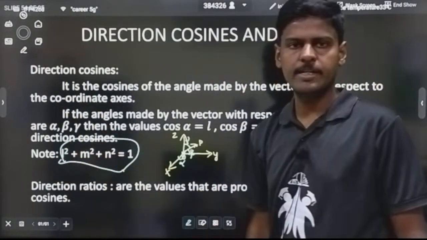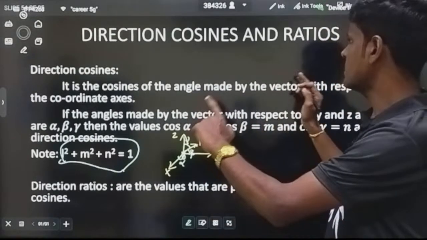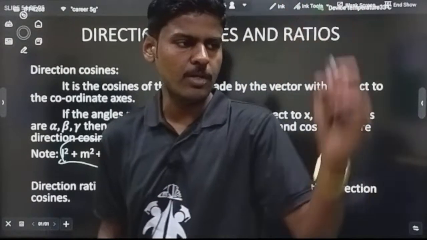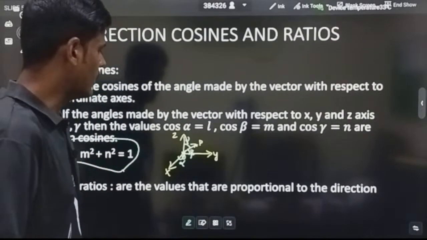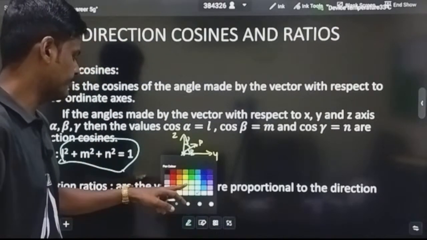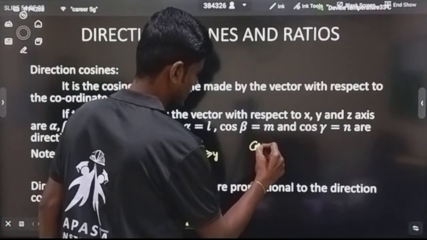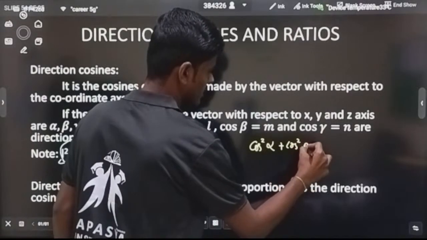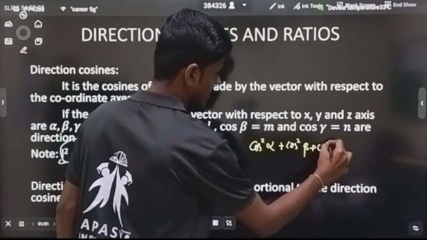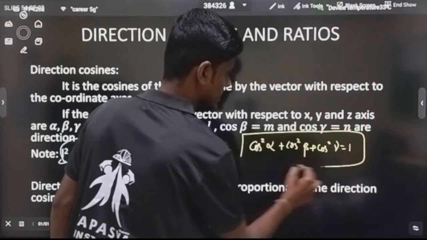This is a very important relation, students. For solving problems related to direction cosines and ratios, there is only one formula, that is l square plus m square plus n square equal to 1. Or we can write cos square alpha plus cos square beta plus cos square gamma equal to 1. You should remember this relation.